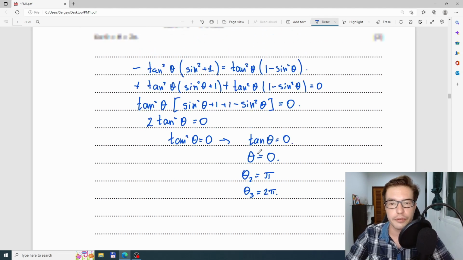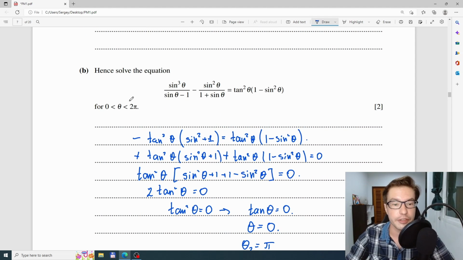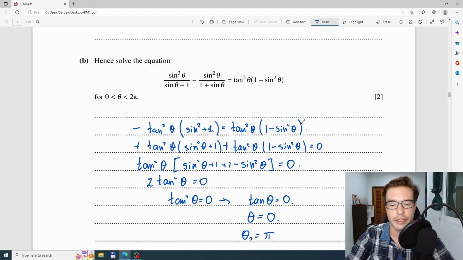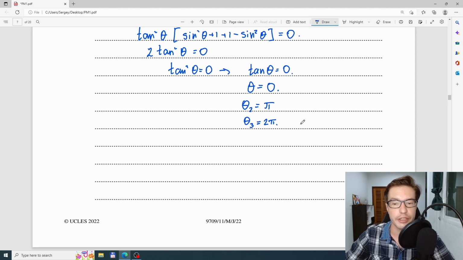Okay, now let's have a look at what the range is. From 0 to 2 pi, not including 0 and 2 pi. So the only solution we've got is theta equals pi. And I can state this as my answer for this question. So answer, theta equals pi. Let's move on to the next question.